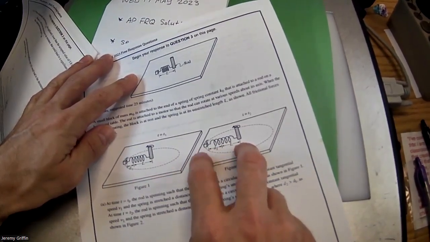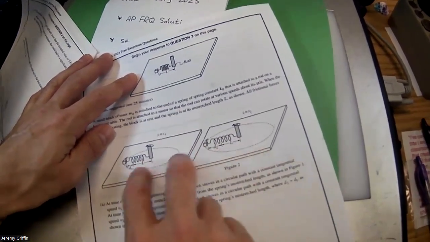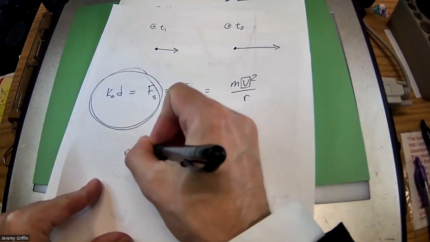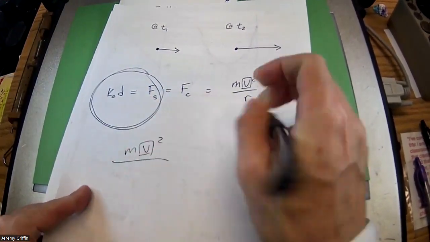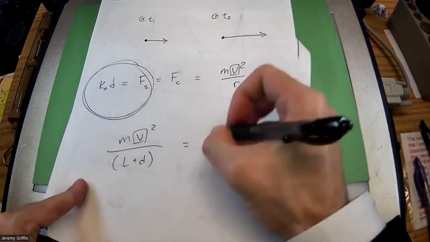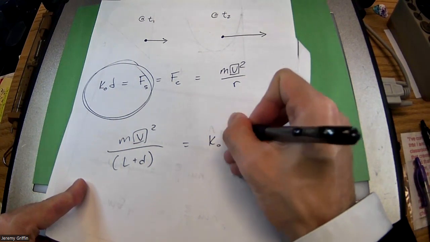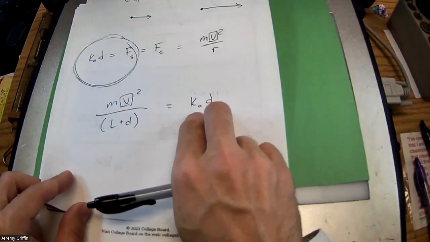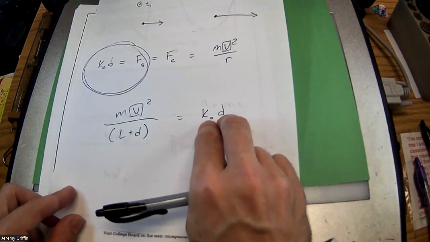You guys see that? L plus D, right? Either way, it's L plus D. Okay, so I do have to make that substitution. So let me go and do that. I'm going to say mv squared on R, which we're solving for, but instead of R, I'm going to say L plus D. And that's equal to kD. Okay, so there's the stretch force of the spring.